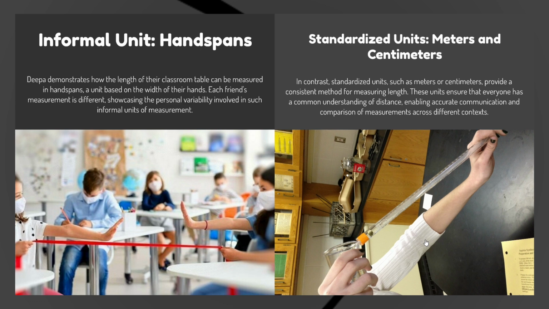Standardized unit measures: meters and centimeters. In contrast, standardized units such as meters or centimeters provide a consistent method for measuring length. These units ensure that everyone has a common understanding of distance, enabling accurate communication and comparison of measurements across different contexts. So if we standardize certain units like meters and centimeters, everybody can understand what they mean.